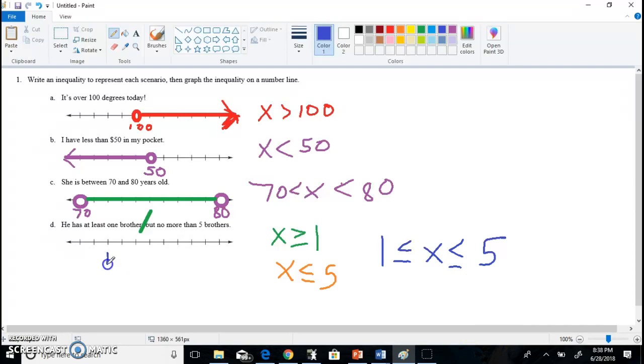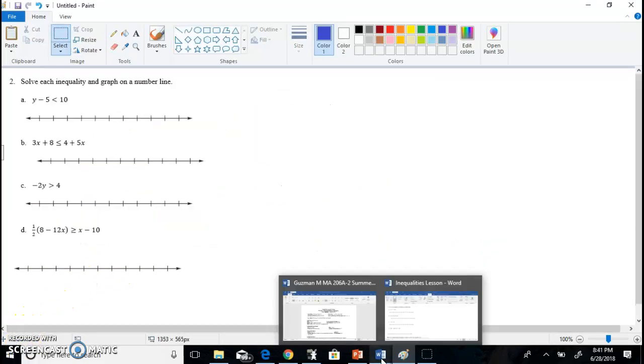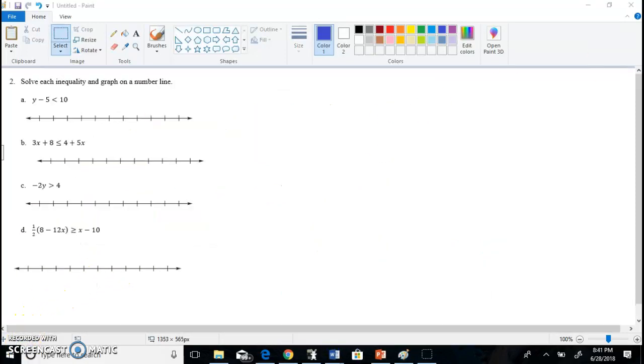So if we had 1, 2, 3, 4, 5, we would put a closed circle on the 1, a closed circle on the 5, and we would shade in between, and that would show that he has anywhere between 1 and 5 brothers. Okay, let's move on to number 2 on the sheet.